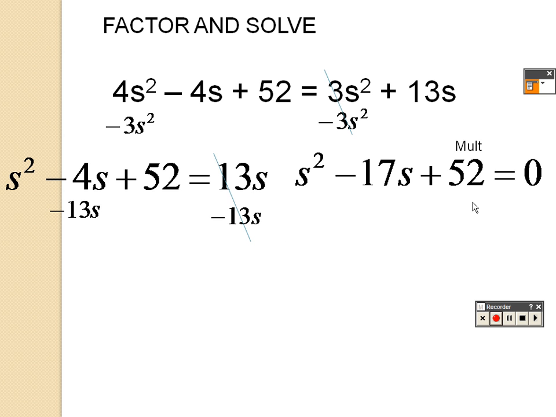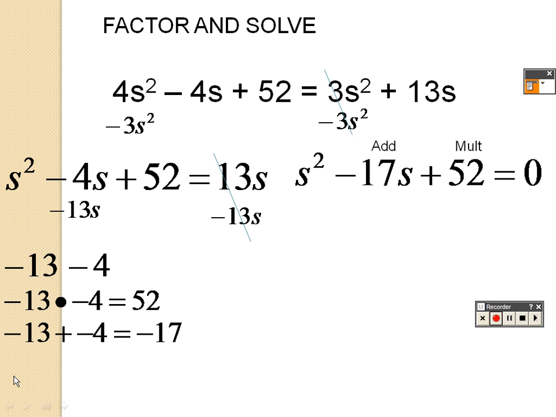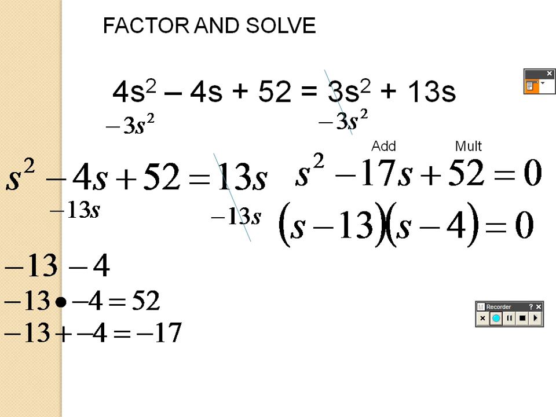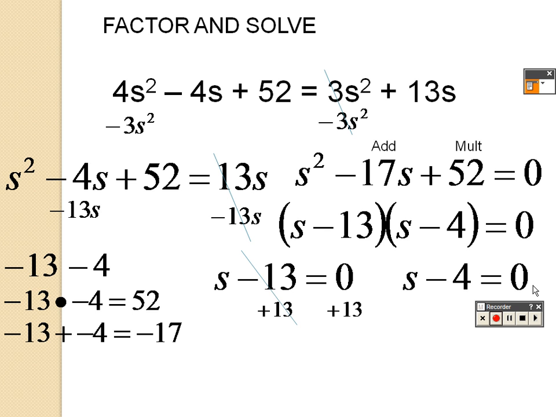So what multiplies to give you 52 that also adds to give you negative 17? Well, negative 13 and negative 4, because negative 13 times negative 4 is 52. Negative 13 plus negative 4 is negative 17. So I have s minus 13 and s minus 4. So s minus 13 equals 0. S minus 4 equals 0. I add 13 to both sides to get 13 as my answer. I add 4 to both sides to get 4 as my answer. So 13 and 4 are my two answers.